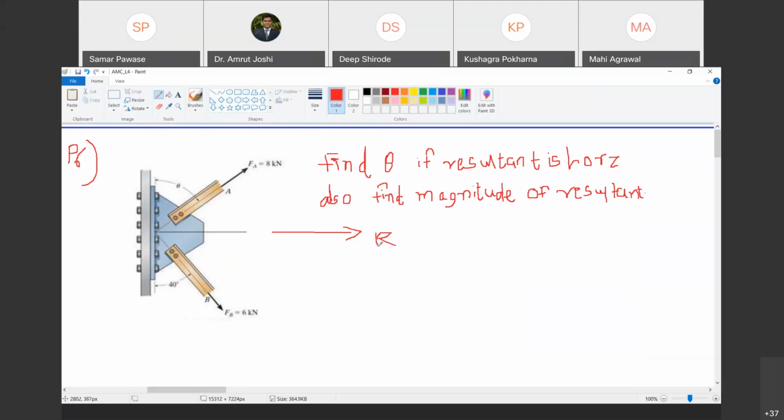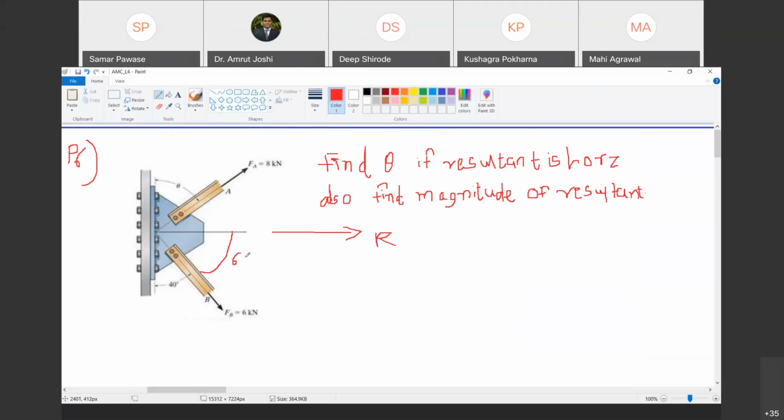Yes, sir. And in that case, you have to find out theta and also you have to find out the magnitude of resultant. दो चीजें पूछी है कौन सी? You need to find the theta, that means the angle which 8 kilonewton force makes with vertical, and you have to also find out the magnitude of the resultant. With me? Yes, sir. Now can you tell me this angle? How much is this angle?